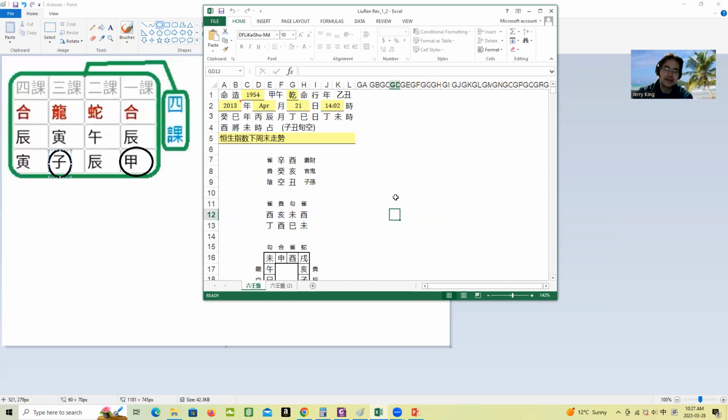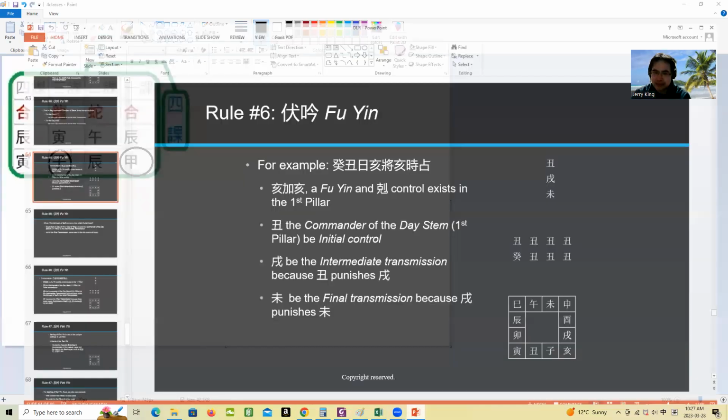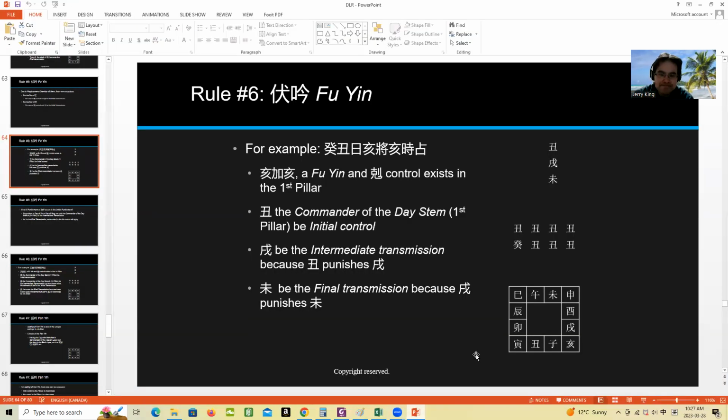To make a long story short, it does not matter. The key thing to note is that your day stem, which is your thing here, represents your first class. And then when you go all the way to the back, the end, this represents your fourth class. And the same here, in this one, you've got your first class here, or your first pillar, whatever name you want to call it, and then your fourth class or your fourth pillar at the end. Okay, so I just want to clarify that.